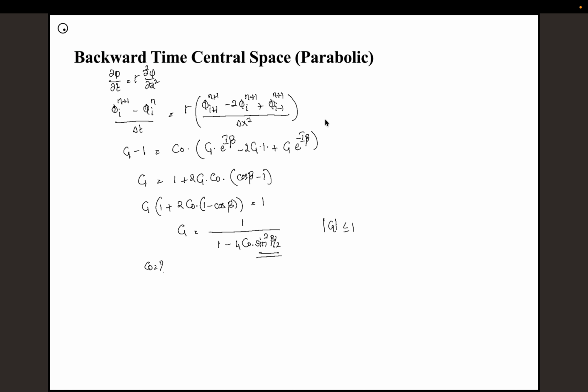Okay, 1 minus cos beta is 4 sine square beta by 2, so this will be plus. Sine square beta by 2 is a positive value between 0 to 1, and we have 1 plus some positive quantity. So 1 divided by 1 plus some positive quantity is always going to be less than or equal to 1. So this is unconditionally stable.